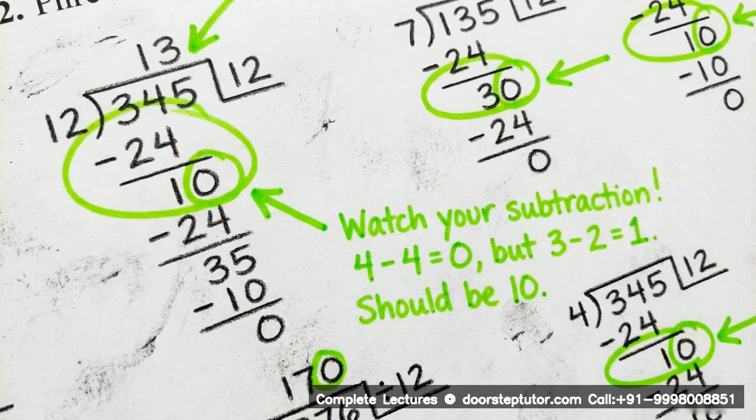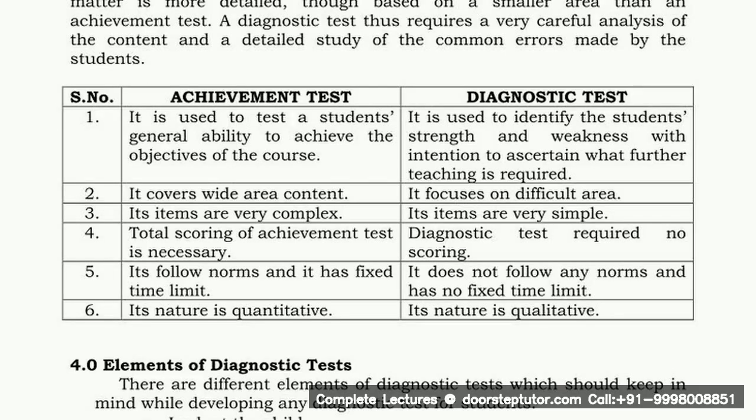A diagnostic test works differently. Its primary function is to locate specific learning deficiencies and uncover exactly where a student is stuck. Under the diagnostic test column, the structure changes. It uses simple, clustered items, focusing strictly on historically difficult concepts, removing all time limits.